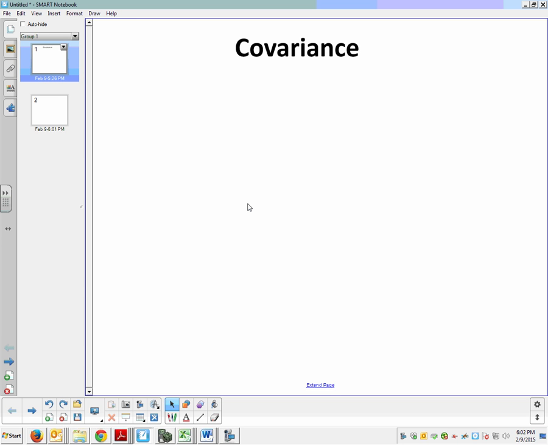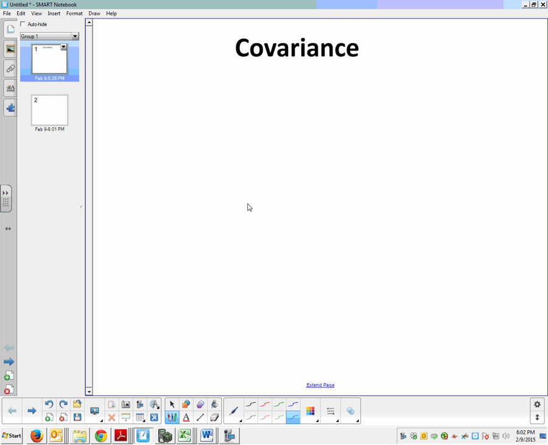So this lesson is going to be on covariance, and it's going to be quite algebraic, quite theoretical. Covariance is another statistic. Currently, we're focusing on bivariate statistics, where we've got two variables. So covariance is the two-variable or multivariable version of the variance.